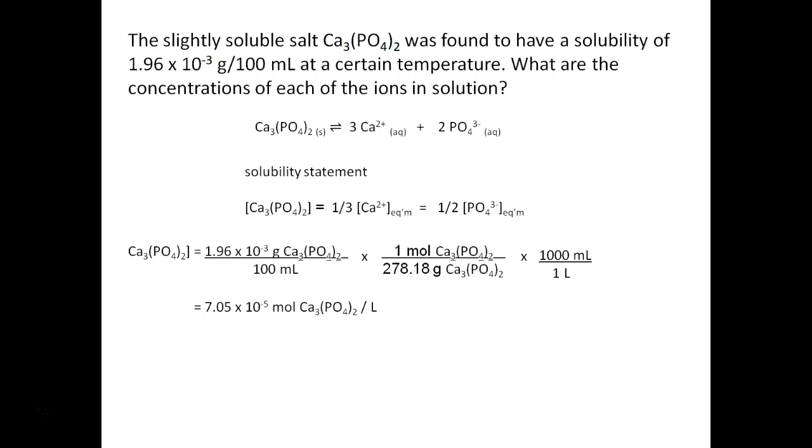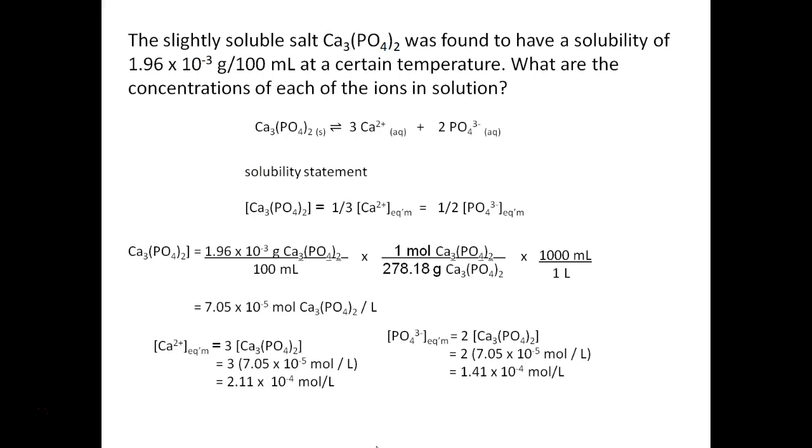So now I have my concentration of my calcium phosphate. And then I can use my solubility statement to get the concentration of my calcium ions and the concentration of the phosphate ions.